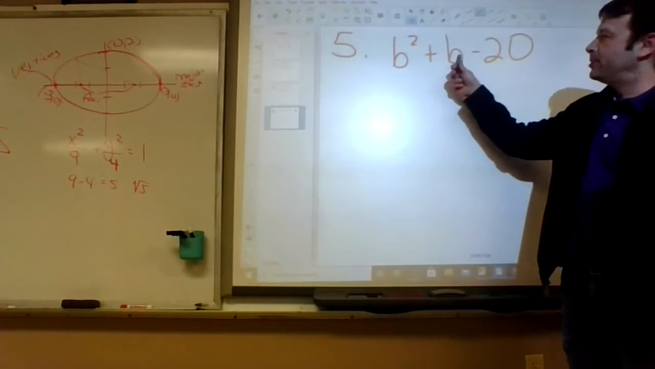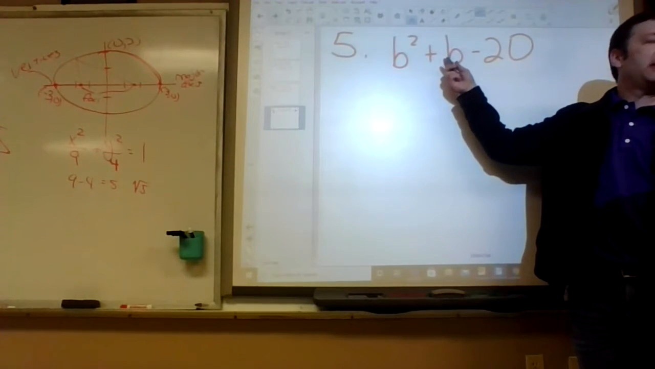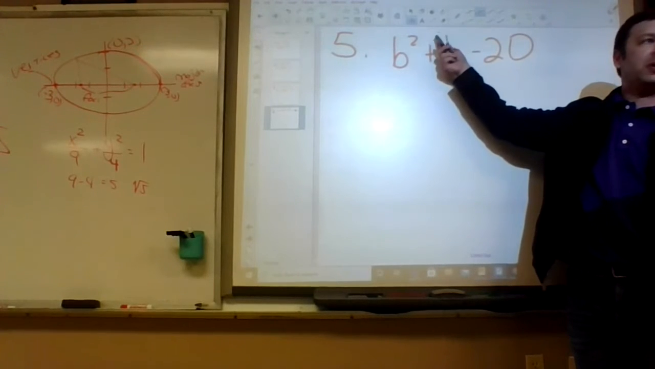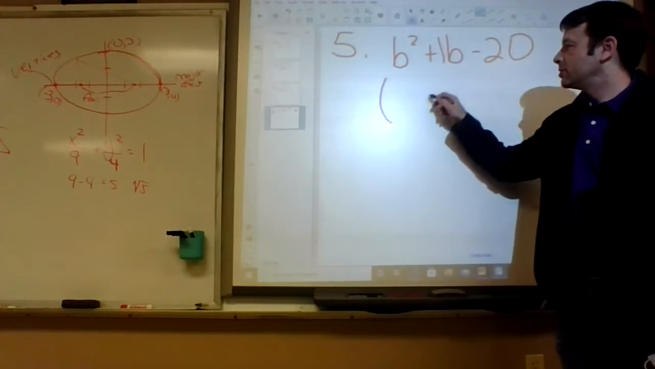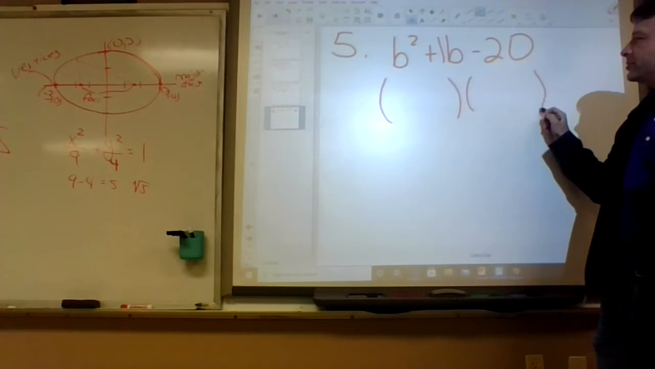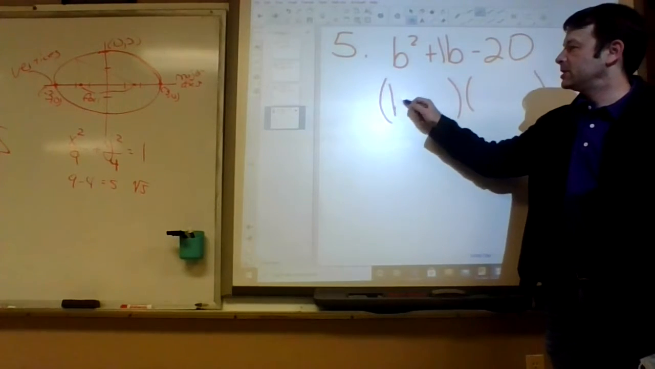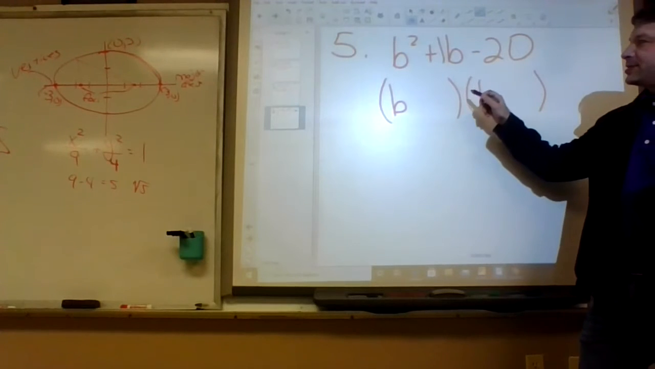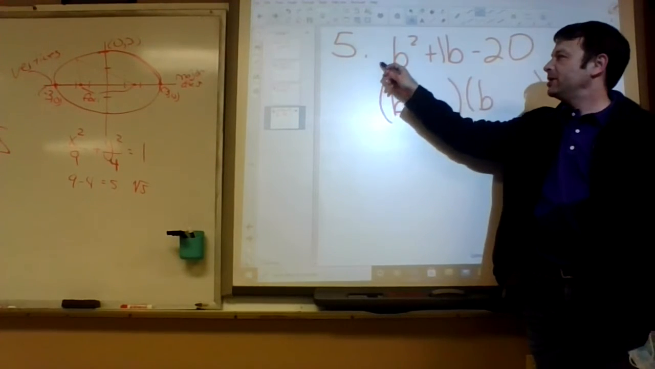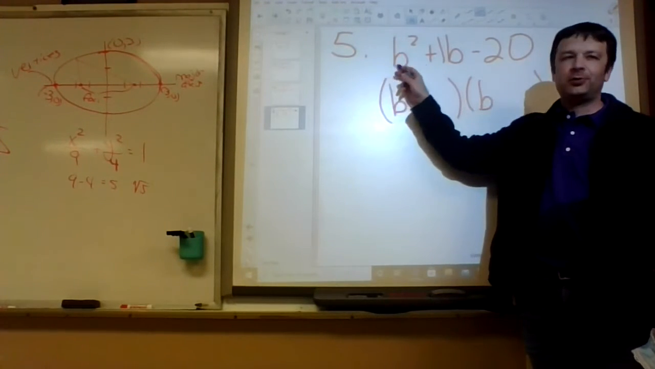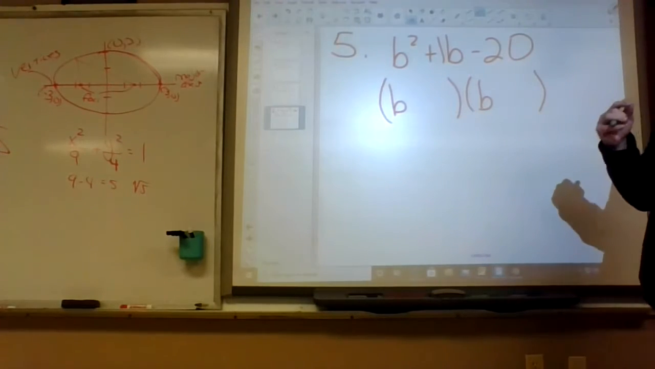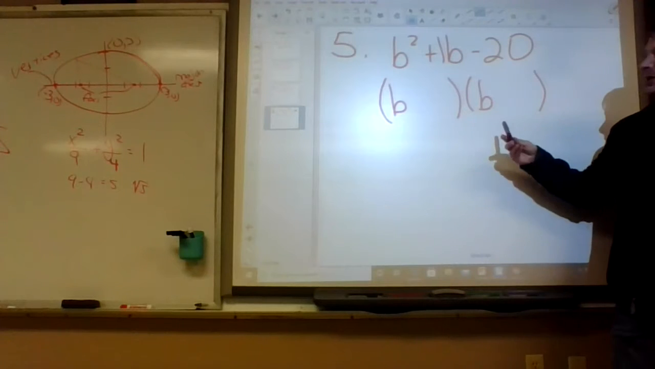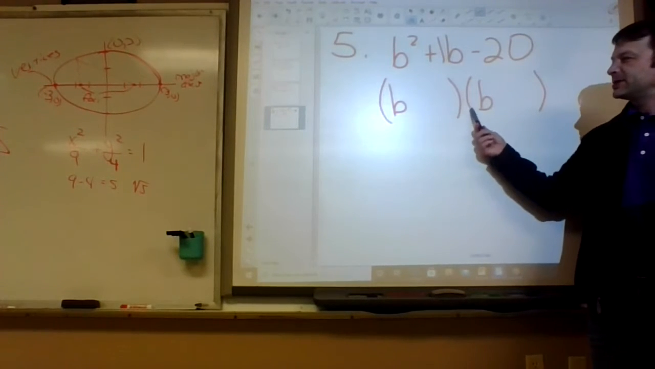If there's no number in front of this B, what number's in front of this B? 1. Okay. So what goes in front? B and B. The harder version of this, not today, is when there's a number in front of the B squared, which changes a lot of stuff. It's similar, but it is harder. That'd be next lesson.